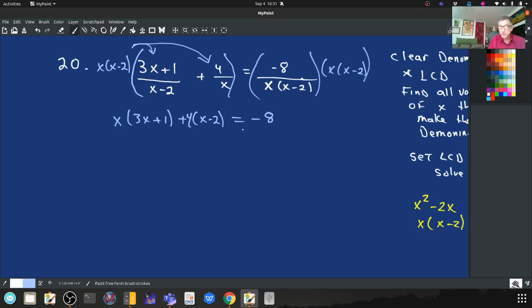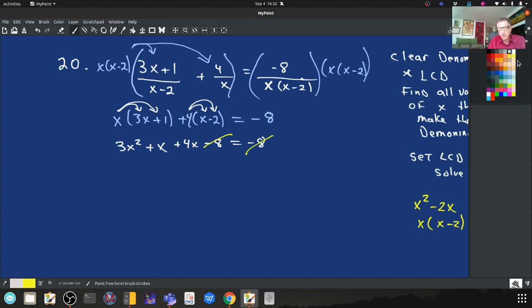So now it's just algebra. So x times 3x is 3x squared. X times 1 is plus x. 4 times x is plus 4x. So I'm just using distribution here. And 4 times minus 2 is minus 8. And that's equal to minus 8. That's kind of nice. So I have a minus 8 and a minus 8 on both sides. So those two terms are just going to cancel out.